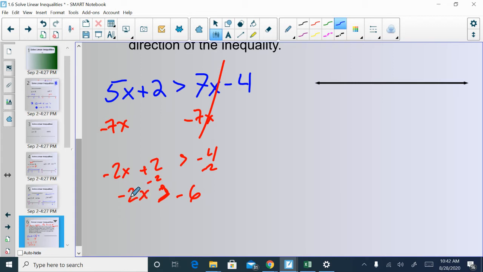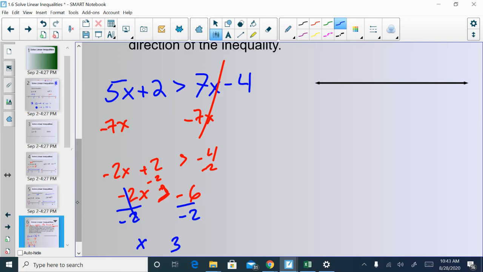Now x is being multiplied by this negative 2. I know that I need to get rid of that multiplied by negative 2, so I would divide by negative 2. Those are inverses of each other. And what I do to one side, I have to do on the other. Over here, they cancel, and we get x stays, and then we know that negative 6 divided by negative 2 is 3.